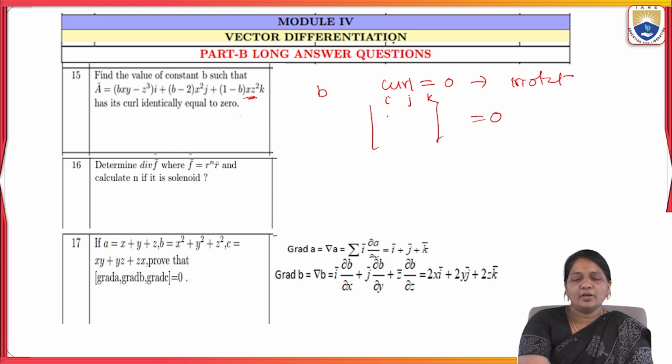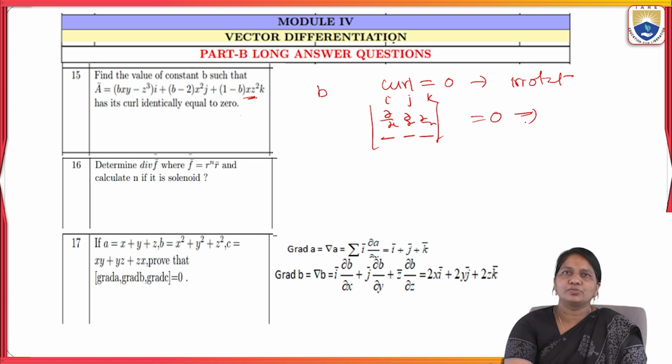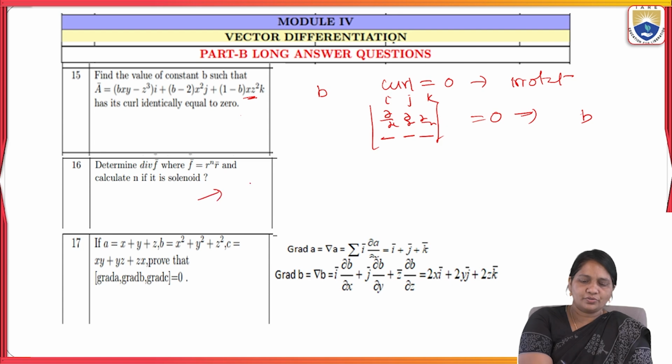I, j, k, dou by dou x, dou by dou y, and dou by dou z. We are writing the i coefficient, j coefficient, and k coefficient. We are getting this equal to 0, to get the value of b from this.